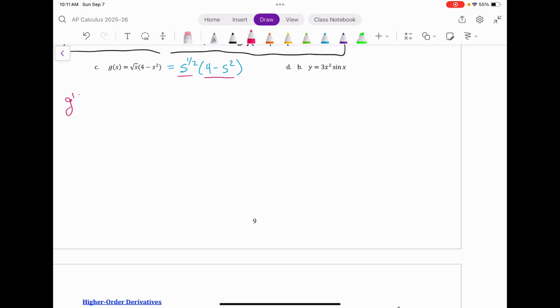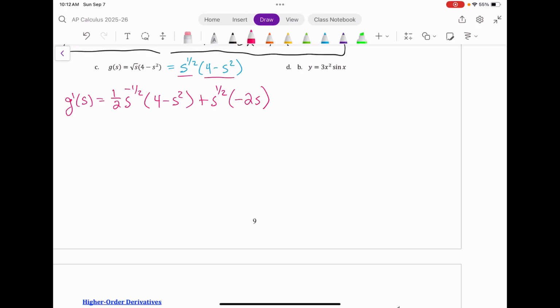So the derivative would equal the derivative of s to the 1/2, which is 1/2 s to the negative 1/2 using the power rule, times 4 minus s squared, plus s to the 1/2 times the derivative of 4 minus s squared. The derivative of 4 is 0, and the derivative of minus s squared is minus 2s.